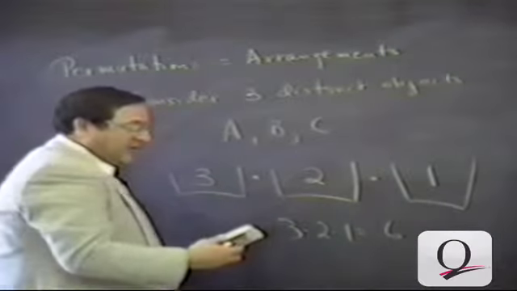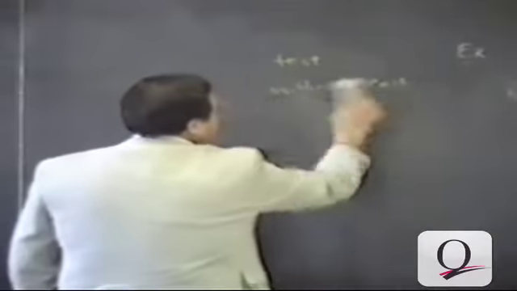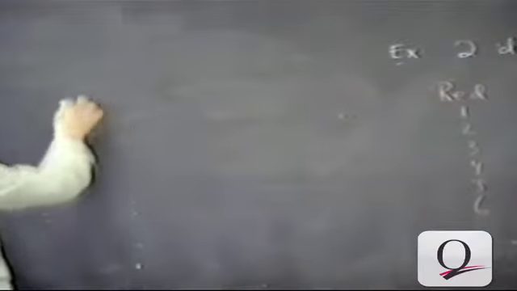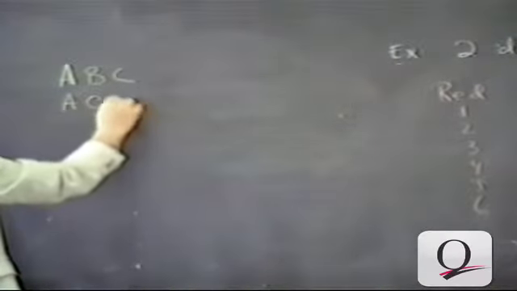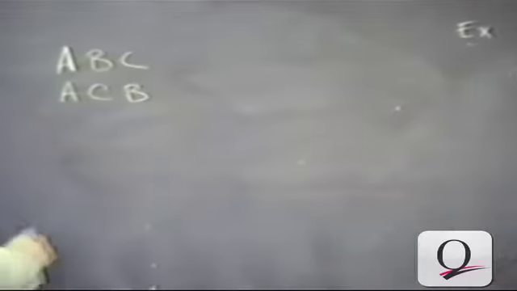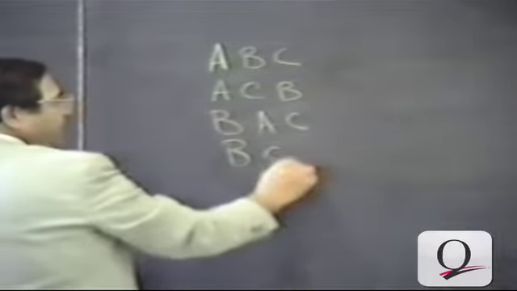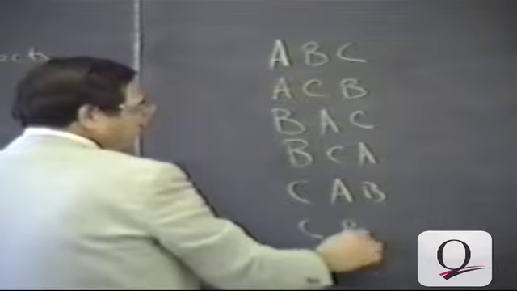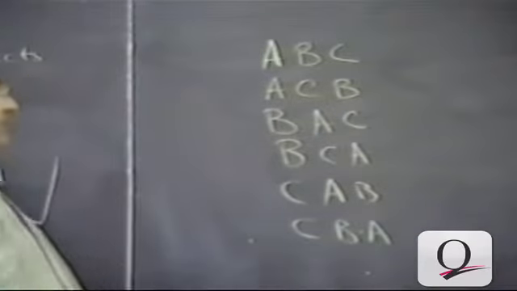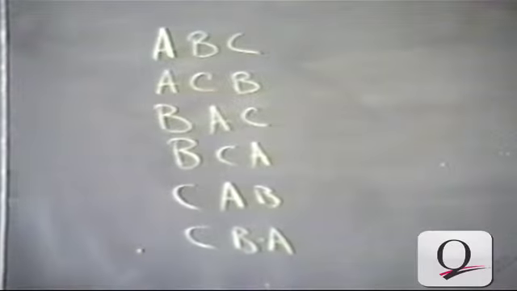And this is not hard to write down. Let's write down the 6 permutations. We can do it in alphabetical order. A, B, C, A, C, B. Then B starts off. And these would be my 6 permutations, or 6 arrangements of 3 distinct objects.